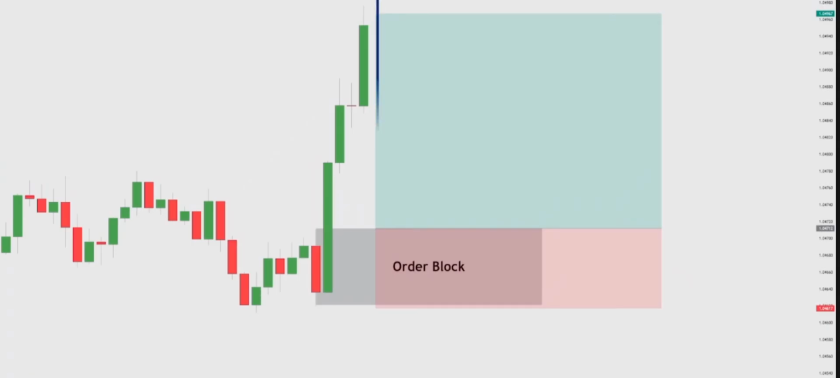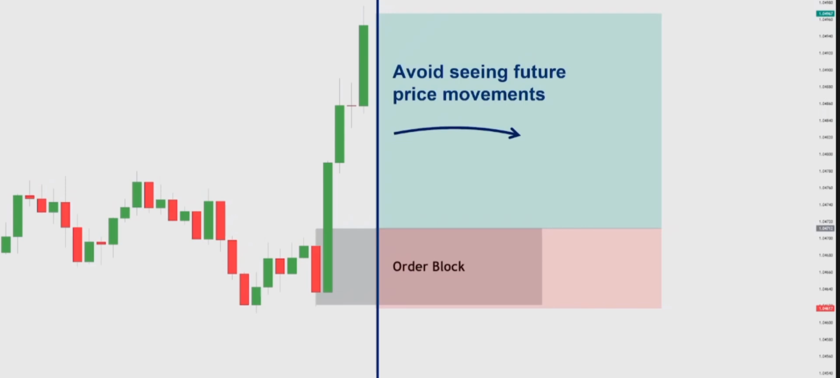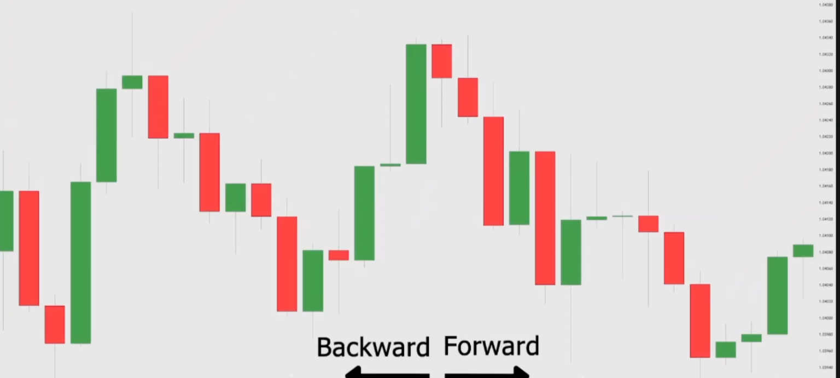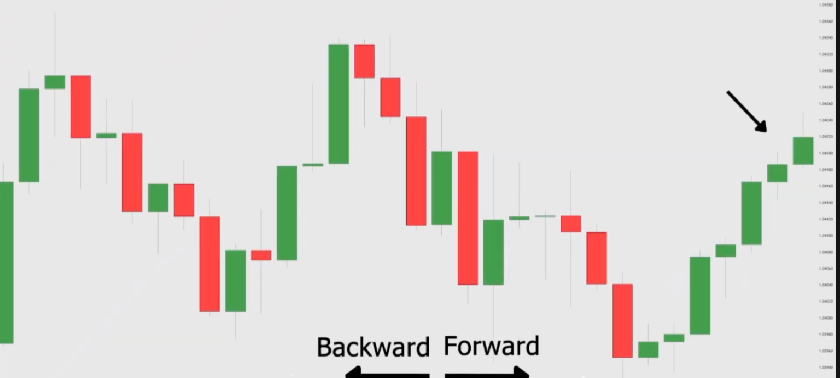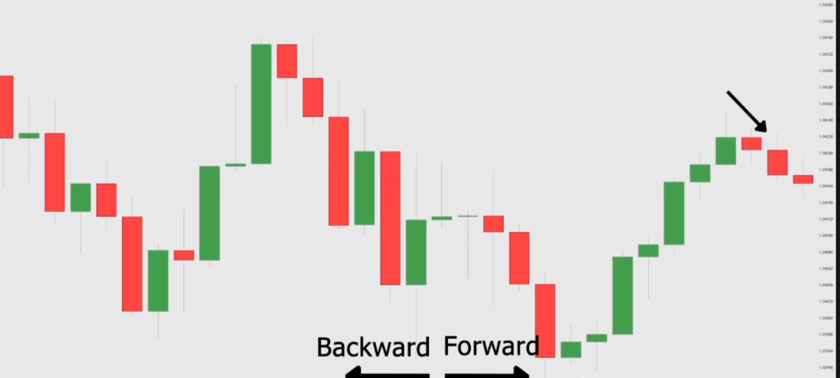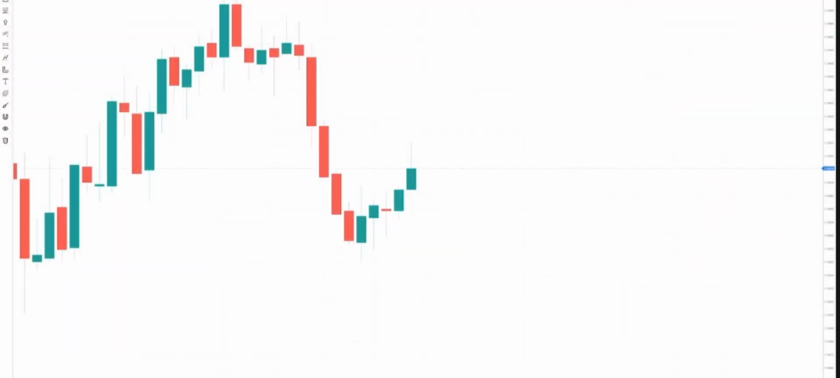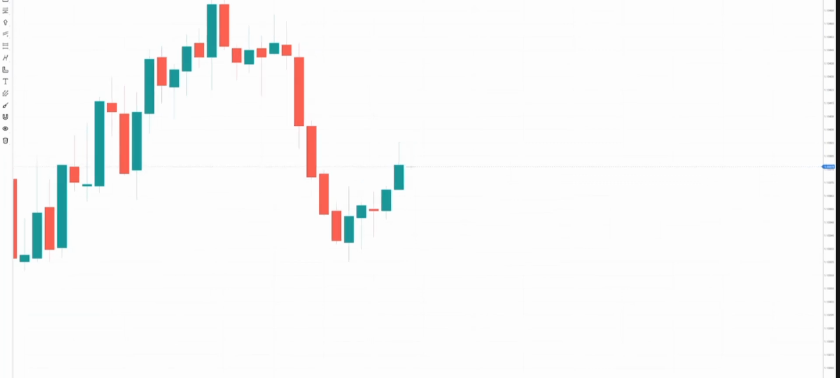The second and most important point is to avoid seeing future price movements while backtesting. This helps you get realistic and accurate results, similar to real trading. To do this, you can use the right arrow key on your keyboard to move forward one candle on the historical data. Be careful though. If you zoom in, zoom out, or switch time frames, the chart might change and mess up your backtesting process. That said, it's best to use platforms that provide a replay mode to get the most realistic data.